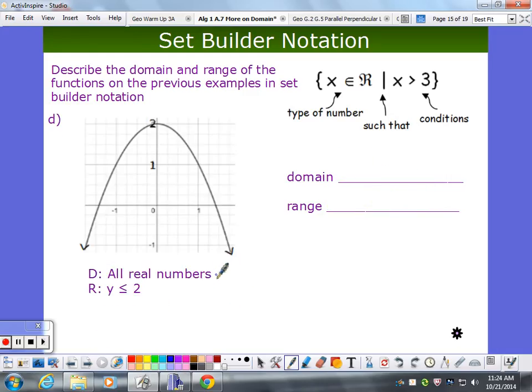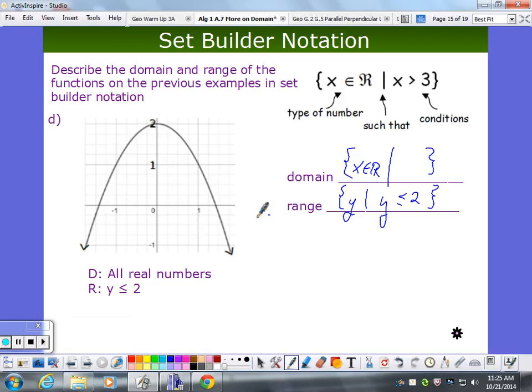Now this one was a little trickier. I'm going to start with the range. Y less than 2. I need it to be a set. Y is a real number such that y is less than 2. Now we have a little trouble when it's all real numbers. So I know x is a real number, right? What's the condition that I want it to be in the set?